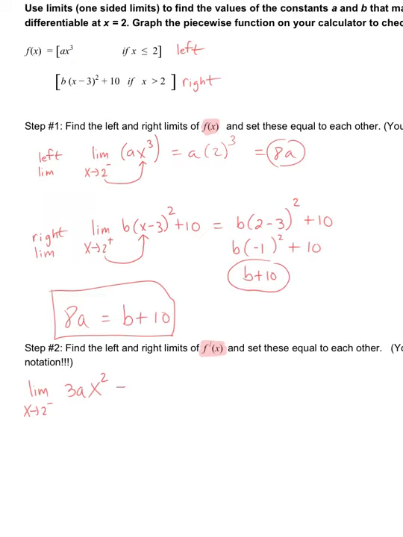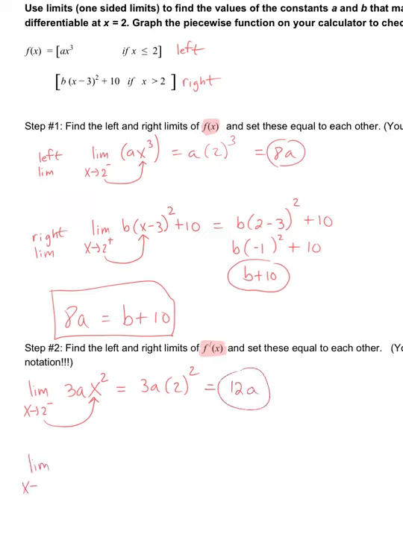Now I have a limit problem and I can do direct substitution. Remember, you plug in 2 for x. So I have 3a times 2 squared. 2 squared gives me 4. 4 times 3 gives me 12. So my left limit simplifies to 12a. Now we do the right limit.